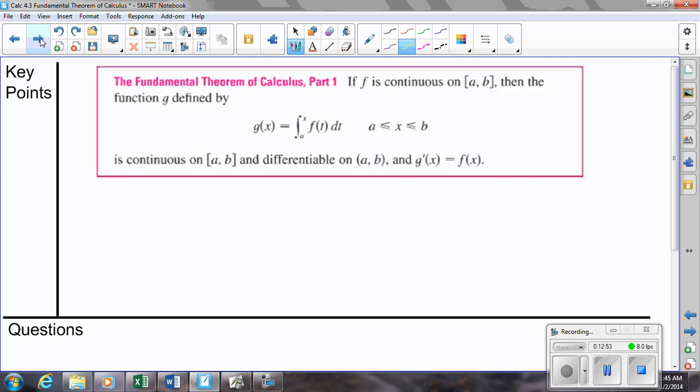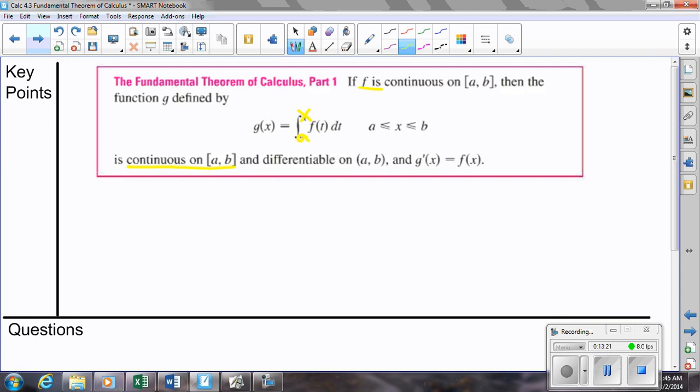If you define the function as we just did, the area underneath a curve starting at a left bound and going up to a variable right bound, as long as we define the variable this way, here are a couple things that we know are cool. Number one, this function g is a continuous function, since we're talking about area.